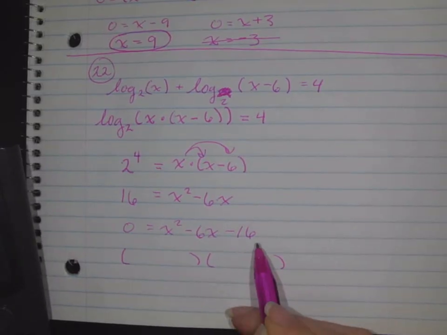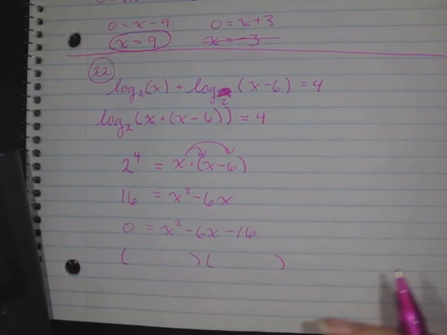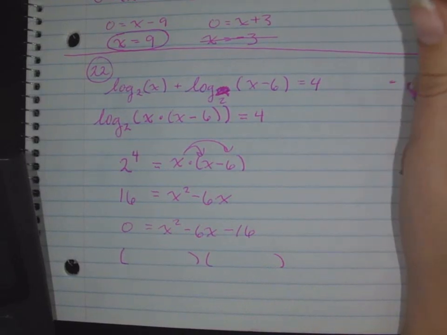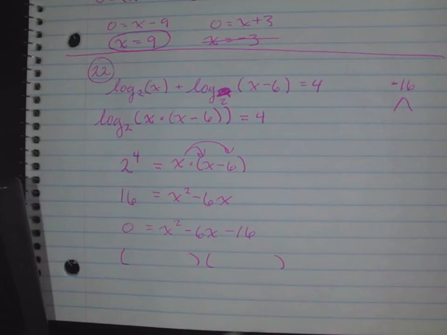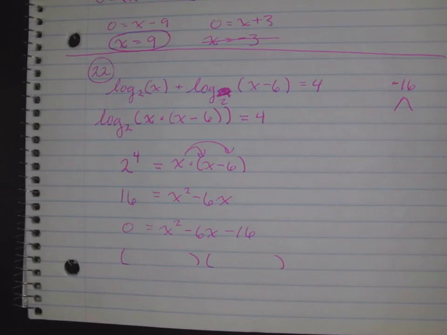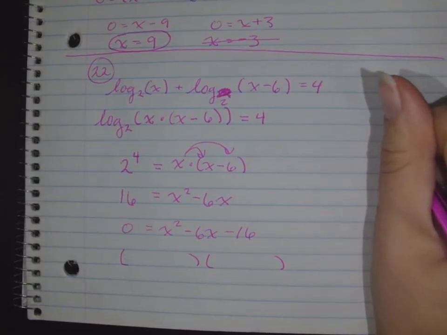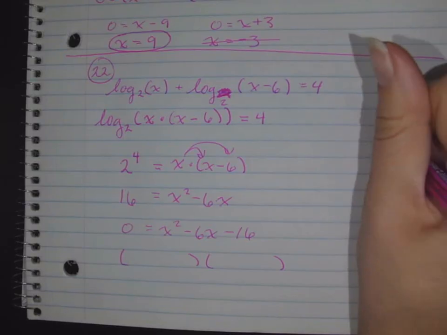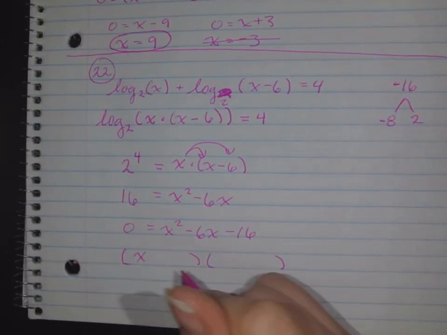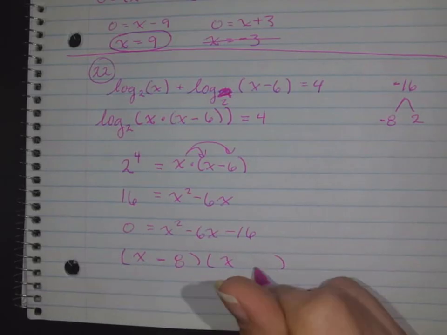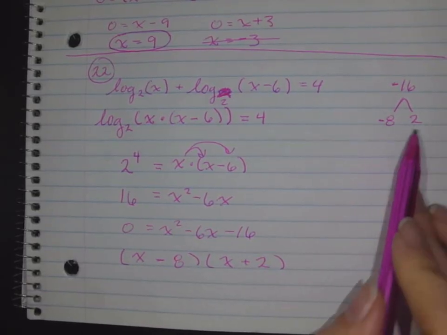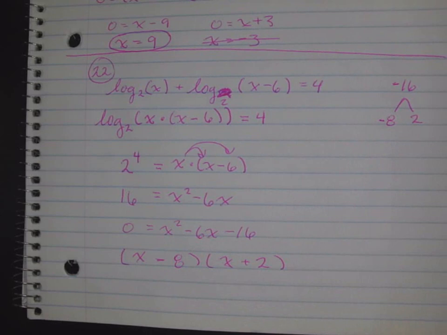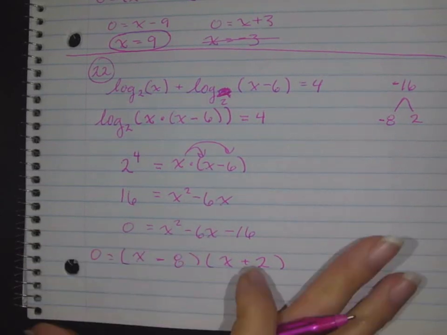We need two values that multiply to negative 16 and add to negative 6. Okay, what about this? 8 and 2. Now one of them needs to be negative because I need them to add together to be negative 6. But if we make the 8 the negative, so negative 8 plus 2, those would add together to give me my negative 6. All right. It's equal to 0.